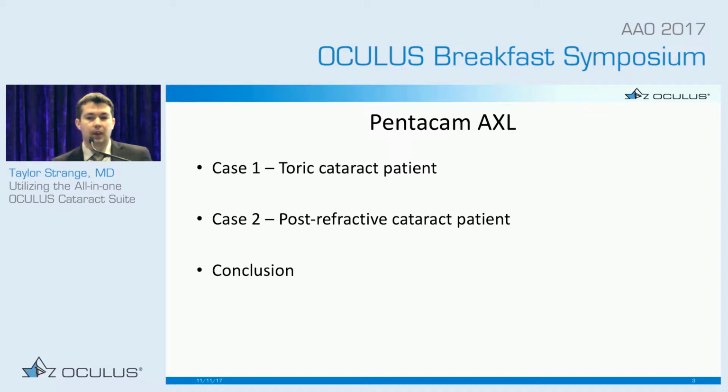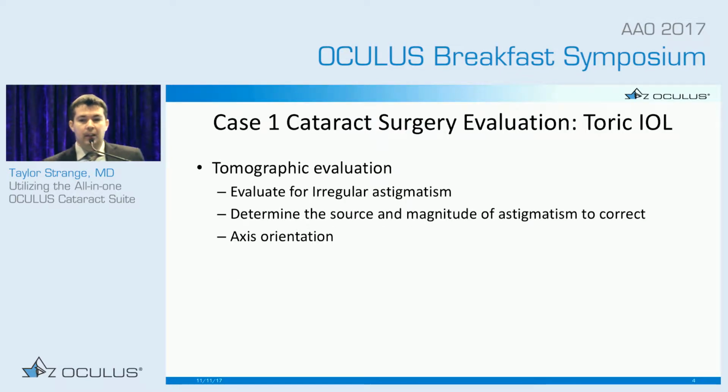So again, case one is a toric cataract patient, and the second case is a post-refractive cataract patient. When we do our toric IOLs, it's all about looking for a regular astigmatism, which the Pentagram and also the Keratograph topography SimKs are crucial for getting those correct numbers, determining the source and the magnitude of the astigmatism to correct, and the proper axis, which is, of course, with the total corneal refractive power that we've been talking about this morning.